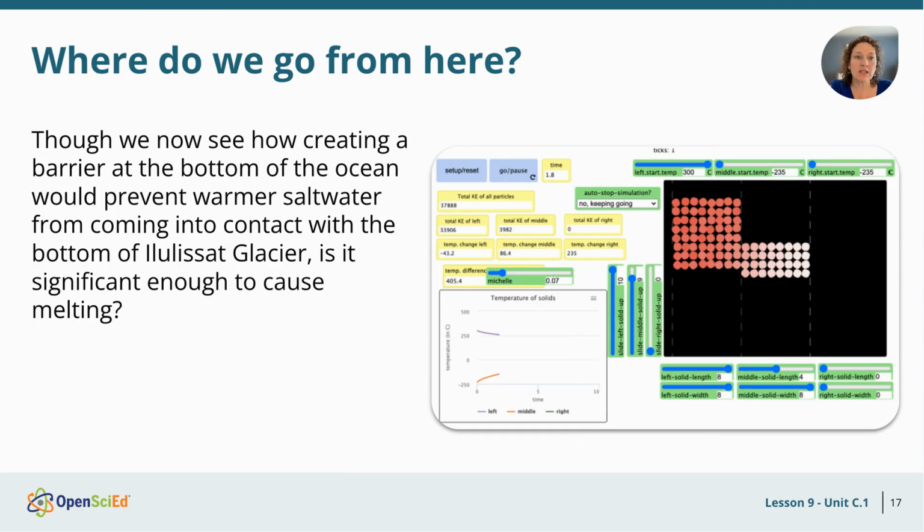And though we now see that creating a barrier at the bottom of the ocean would prevent the warmer salt water from coming into contact with the bottom of the Ilulissat Glacier. From the OMG data, we see that the temperature of the water is not that much higher above freezing, but is significant enough to cause melting. So in the next lesson, we'll use an investigation and simulations and mathematical modeling to examine the energy transfer when the substances are in direct contact.